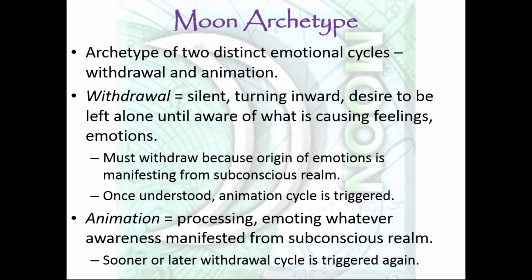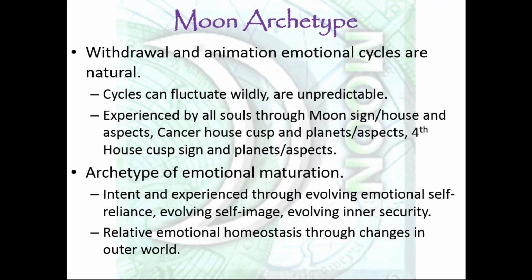Now, these withdrawal and animation cycles are natural. We all have a moon, we all have a fourth house, and we all have Cancer on some house or houses. We all go through this. These withdrawal and animation cycles can fluctuate wildly. They can fluctuate kind of on the mild side as well. They are unpredictable.